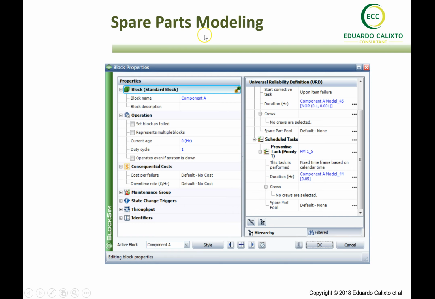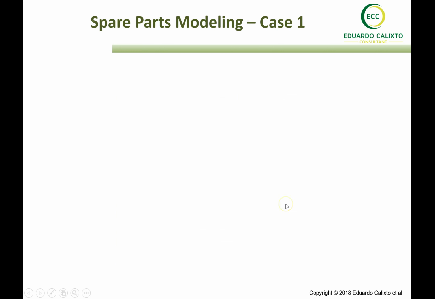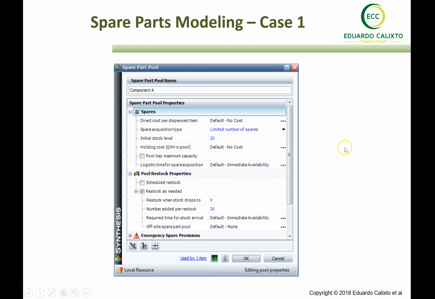So let's take a look at the spare parts modeling. For component A, we have our scheduled maintenance already defined in a previous discussion, and concerning this preventive maintenance that we established, every 1 unit hour, we can define the spare parts pool. Okay. So let's take a look at how we're defining that. It's very important to understand the concept behind.